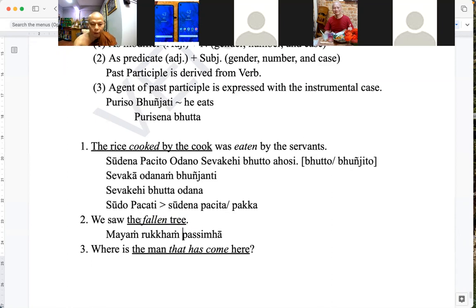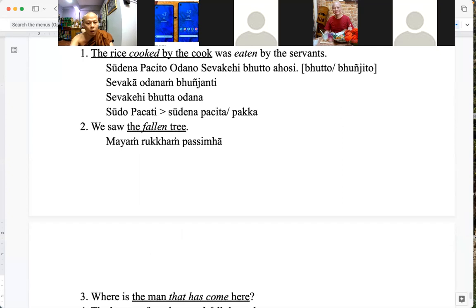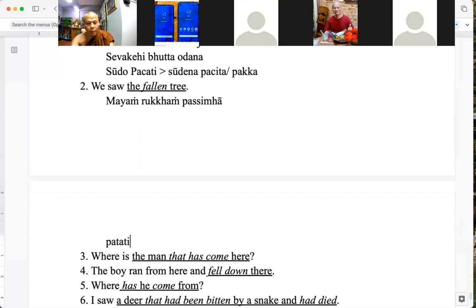But that tree is modified by the past participle fallen. That past participle is from patati. So patita as a past participle. Now this past participle is used as a modifier to the tree. That is why patita should be the same as the tree in gender, number, and case. Here rukkham, and patita will be the same as rukkham: patitam. In this way, mayam patitam rukkham passama.